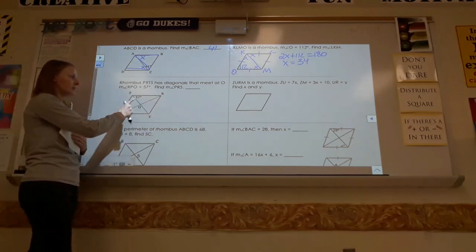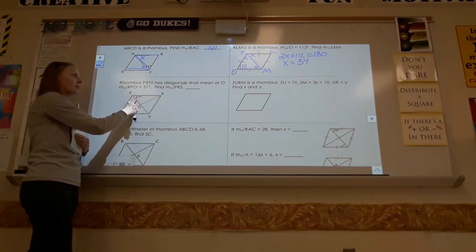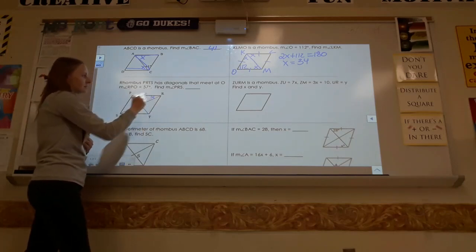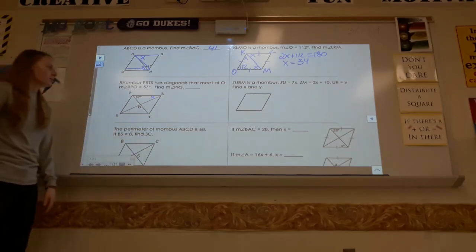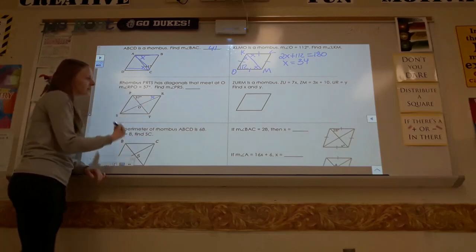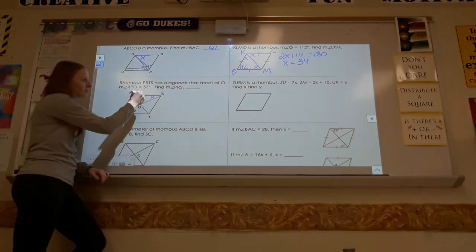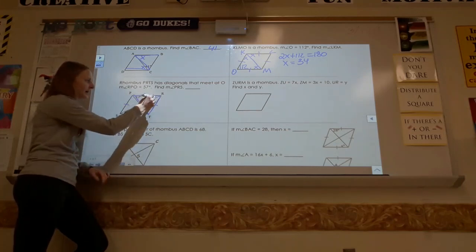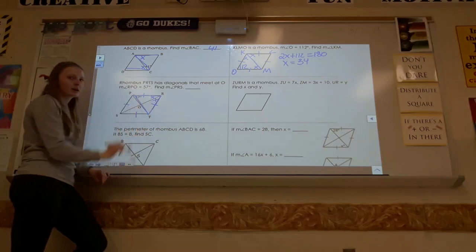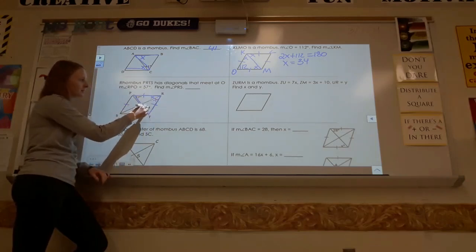PRTS has diagonals that meet at O. RPO, which they've provided for us already, is that value. They want us to find PRS, x, right here. So again, let's see what we know about a rhombus that can help us. So I have the diagonals in here. You could use the definition of a rhombus like this. I could say, hey, look, this is an isosceles triangle. The diagonal has been cut in half, so there's another x right there. Because this is isosceles, this is 57.